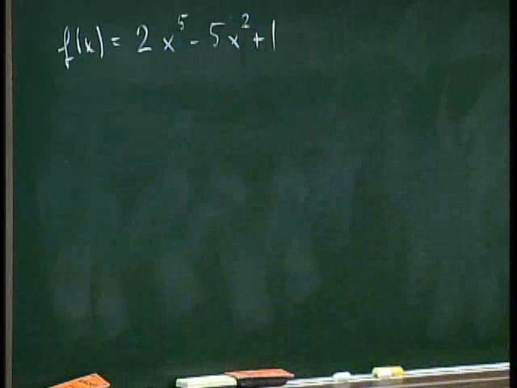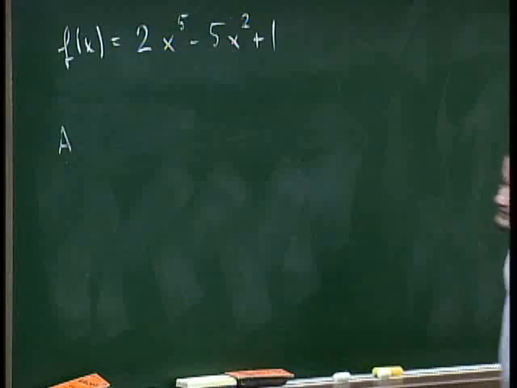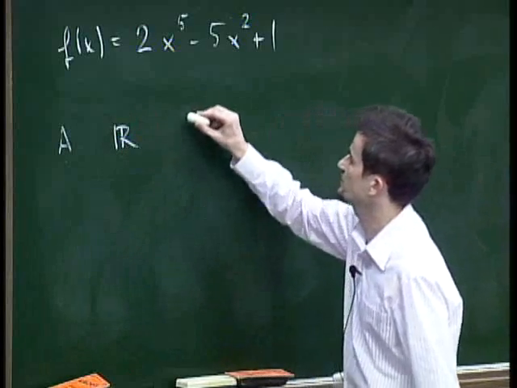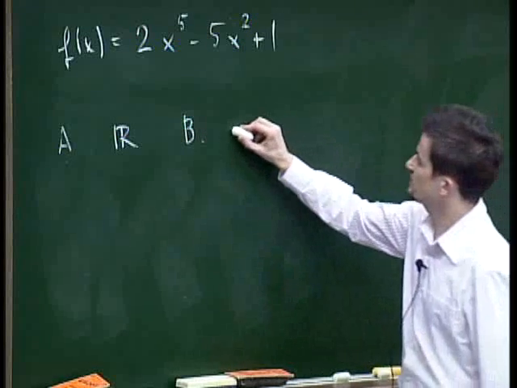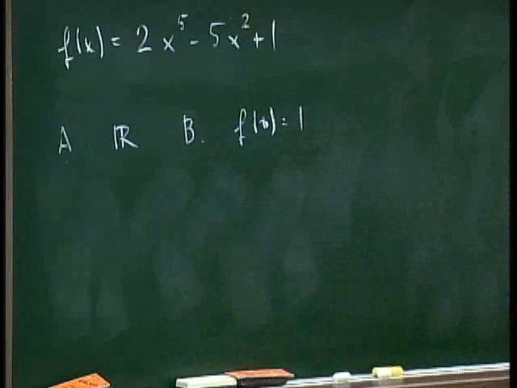So for instance, this polynomial. Let's just work off the same points. We start with the first one. The domain is easy. The domain is the set of all real numbers. Second thing is x and y intercepts. Now the y-intercept is f of 0 is equal to 1. So at x is equal to 0, we are at 1.